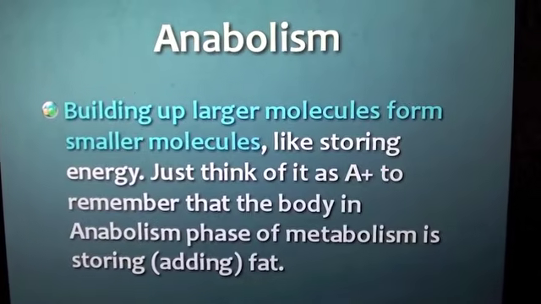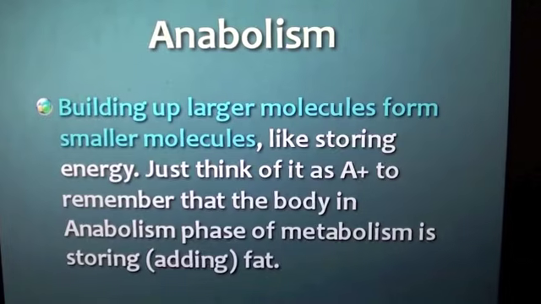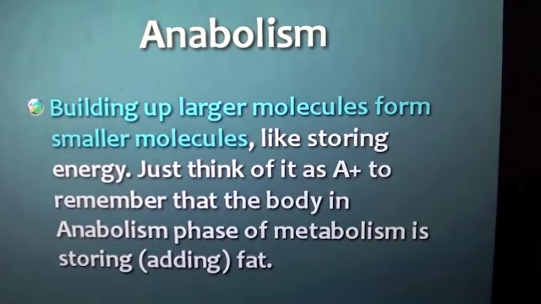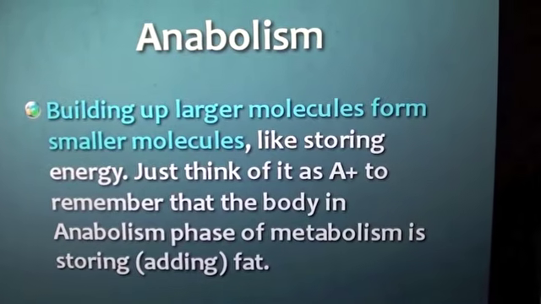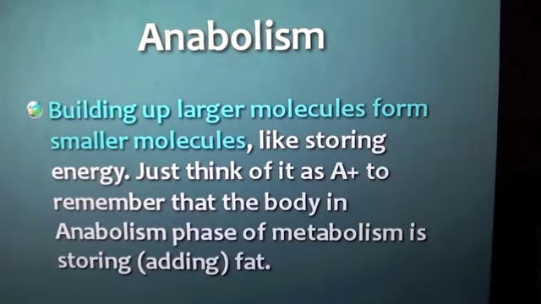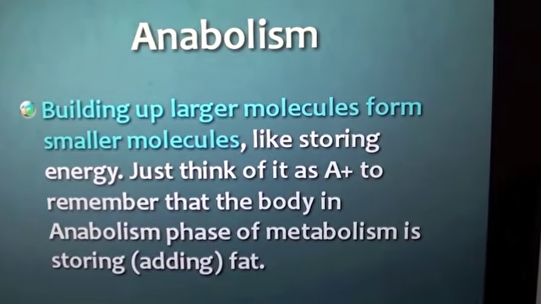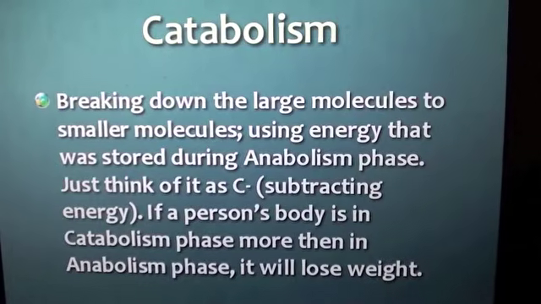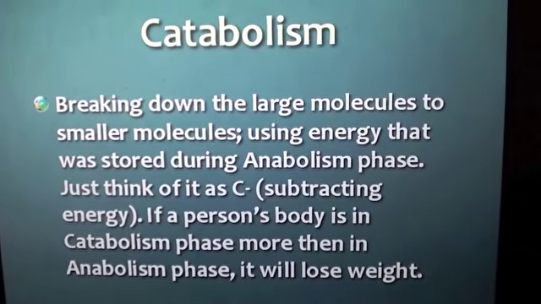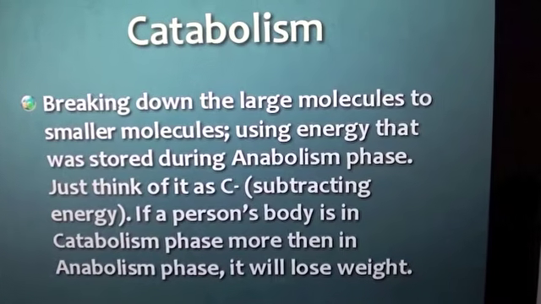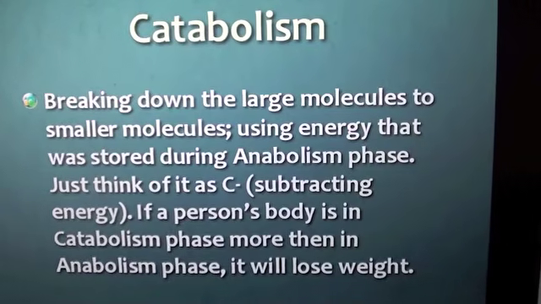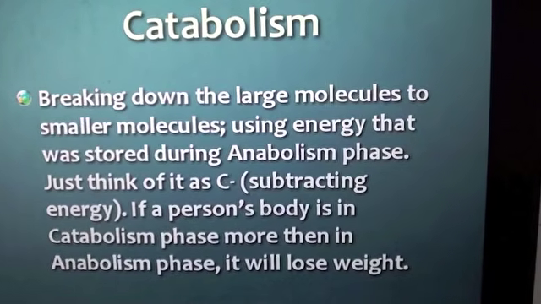Anabolism is the process of building up larger molecules from smaller ones, like storing energy. Just think of it as A+ to remember that the body in the anabolism phase of metabolism is storing, adding fat. Catabolism is breaking down the large molecules to smaller molecules, using energy that was stored during the anabolism phase. Just think of it as C-, subtracting energy.